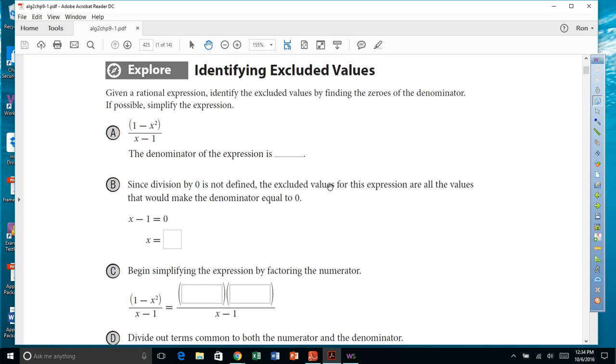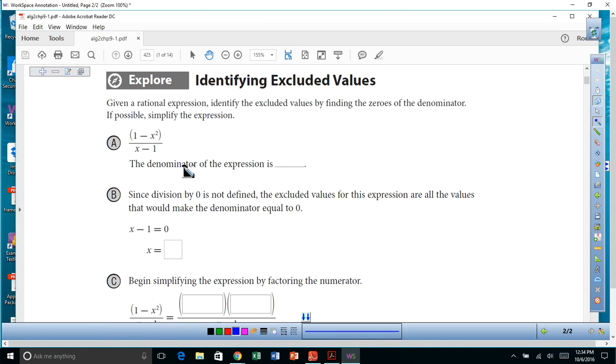Identifying excluded values. Given a rational expression, identify the excluded values by finding the zeros of the denominator. If possible, simplify the expression. So what do we got here? The denominator of the expression is x minus 1. Since division by 0 is not defined, the excluded values for the expression are all values that would make the denominator equal to 0. So x minus 1 equals 0. Add 1 to both sides so you get 1.